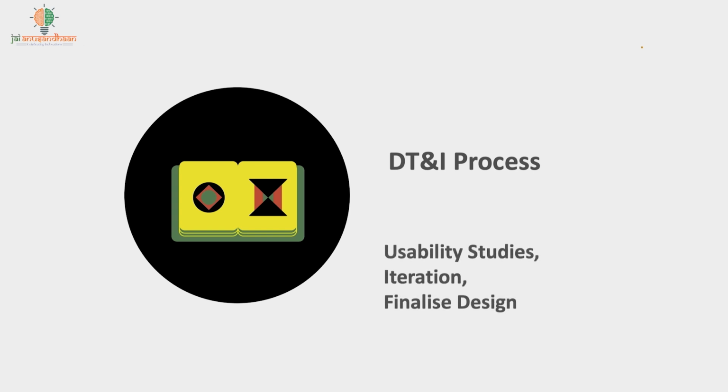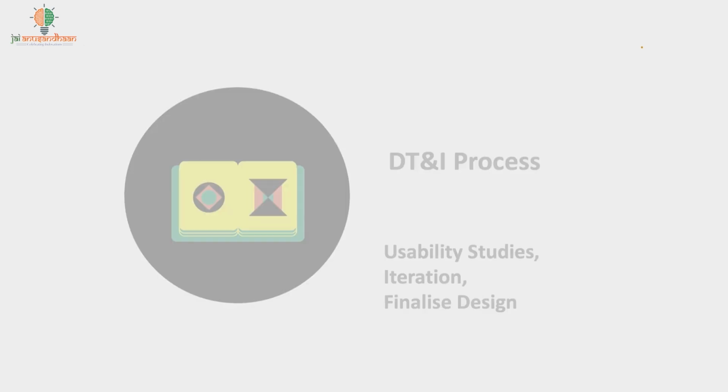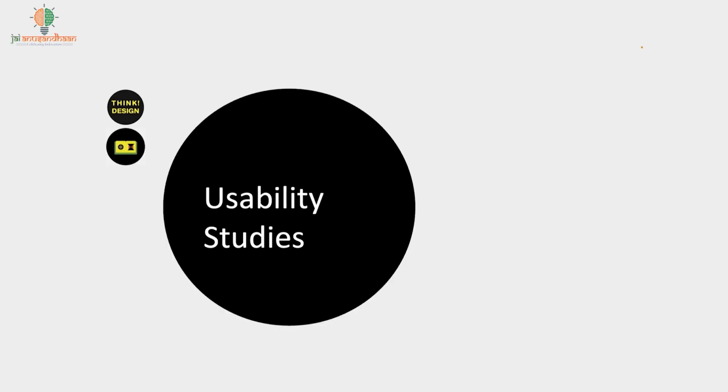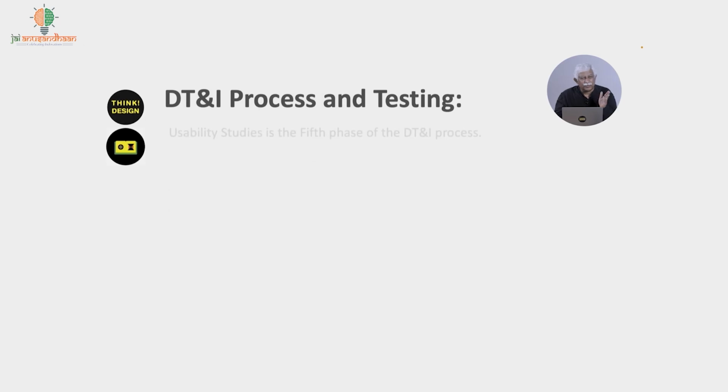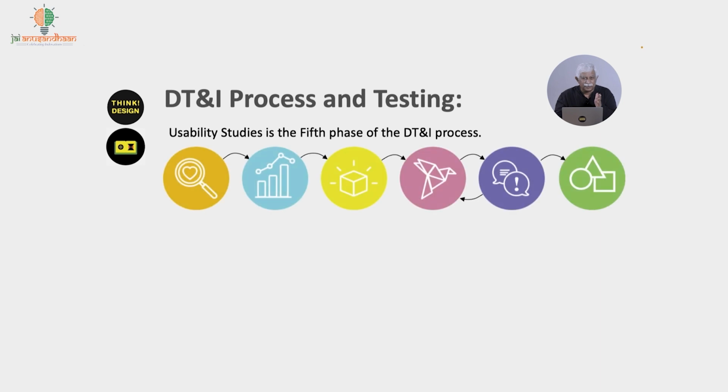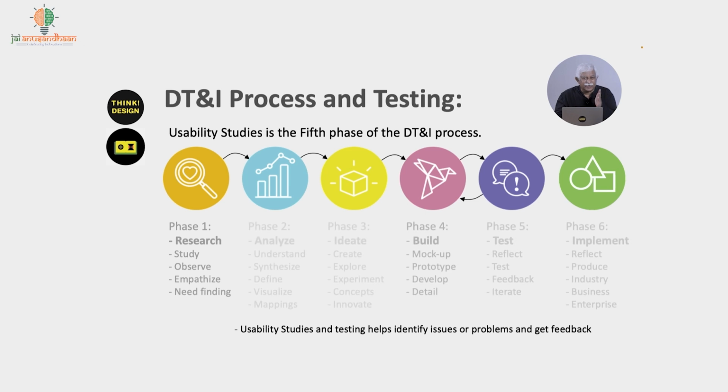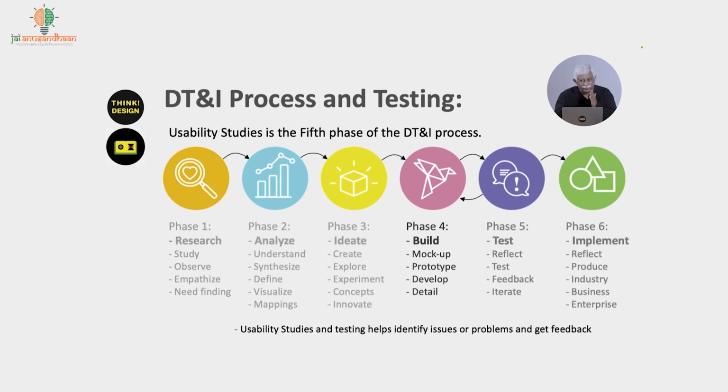Usability studies, iteration and finalizing the design. Let's look at usability studies. Usability studies is the fifth phase of the design thinking and innovation process. After research, then analysis, then ideation, building, it's actually phase 5 where we test and get feedback and then iteratively try to change the design and finally implement it. So usability studies and testing helps you to identify issues or problems and get feedback on this.